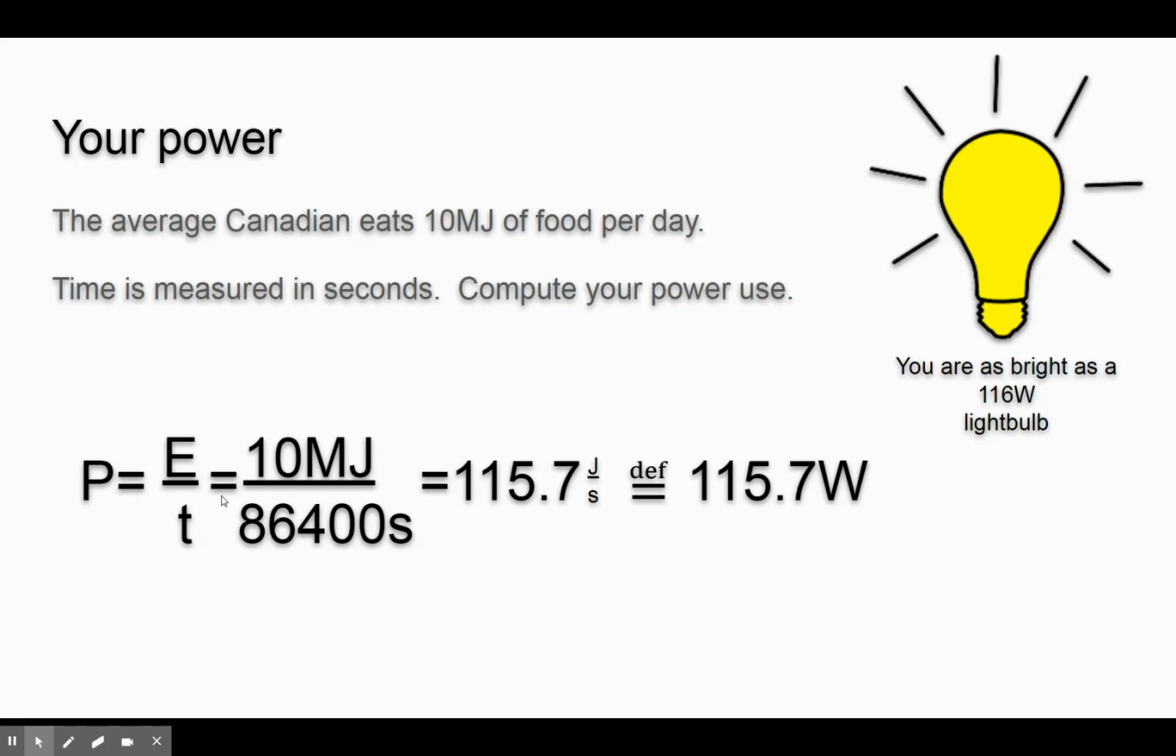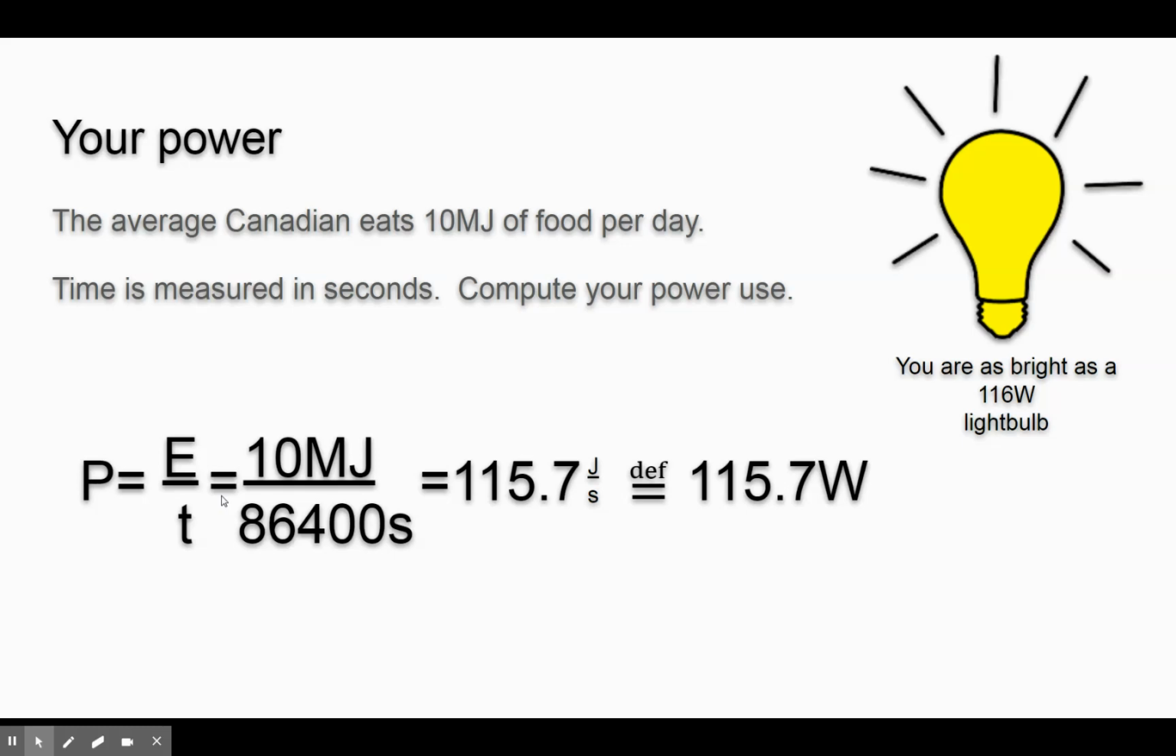So anyway, when I started my teaching career, the average Canadian ate 10 megajoules of food per day. Now we do 14. Canadians are eating 40% more on average than when I started my career. And it's all due to me.